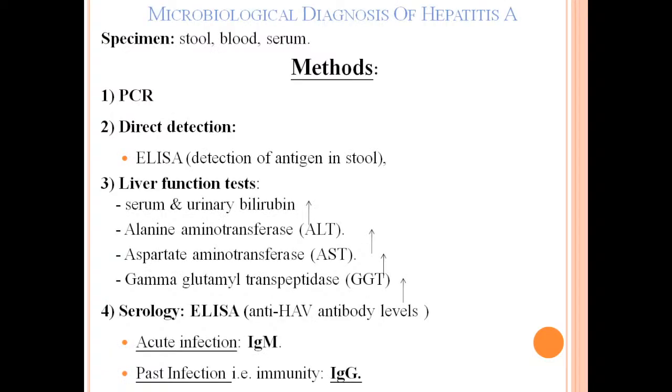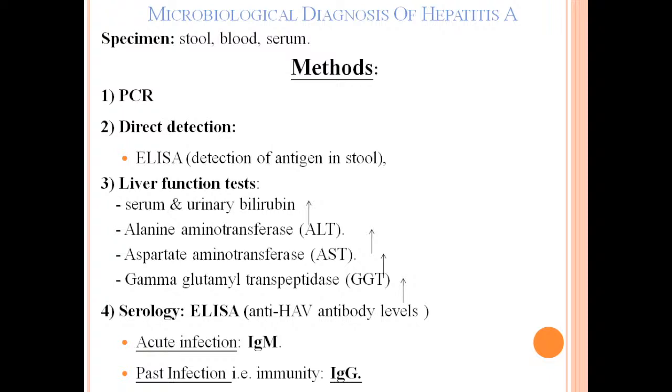For diagnosis, we can collect such specimens as stool, blood, and serum. Stool firstly, feces. Methods that are used are PCR, polymerase chain reaction, and direct detection of virus by ELISA, when we can detect antigen in stool.